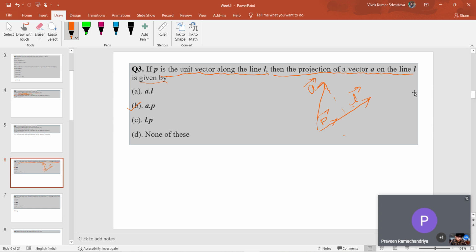So you simply take the dot product A dot P here. Means you have to take the dot product of this vector with the unit vector along this line. So this will basically give you the projection of vector A along this line. Okay, so yes, option B is the correct answer.